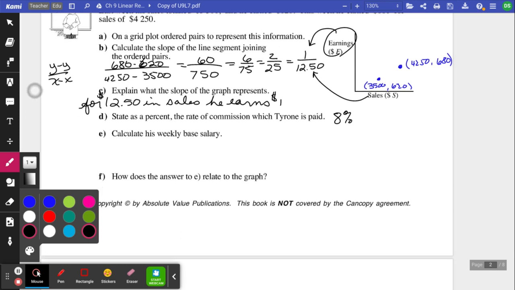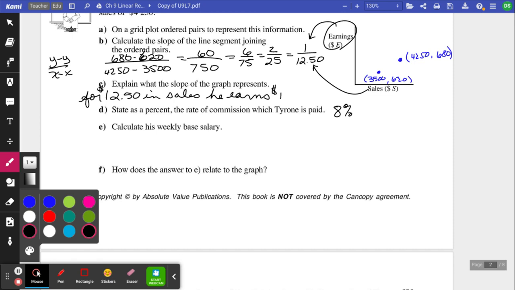Would that make sense? So here's what we're going to do. We're going to take 3,500. That was his sales for the one time. And we're going to times it by 0.08. Now I know he made $620. That's what it says, right, Joey? $620 right there. So let's see if this makes 620. What is 8% of 3,500? 280. So that week, he made 280 from the commission part.